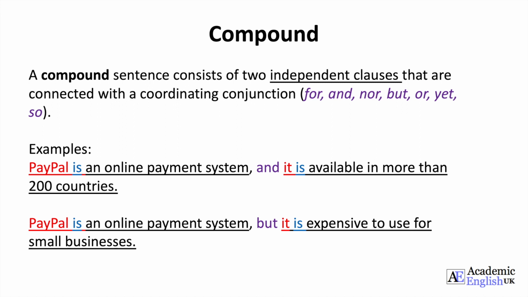The first one is PayPal is an online payment system, and the second one is it is available in more than 200 countries. And these are connected by the coordinating conjunction and. One important thing to remember is to add the comma after the first clause, but before the coordinating conjunction. You can see it here before and but in my two examples.